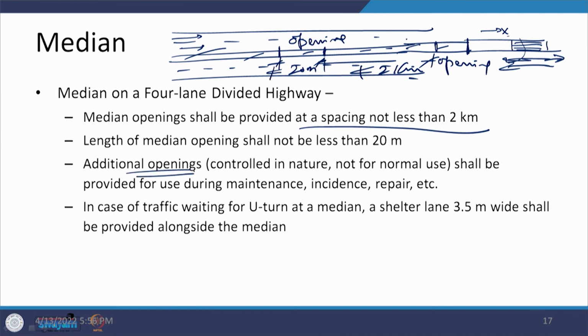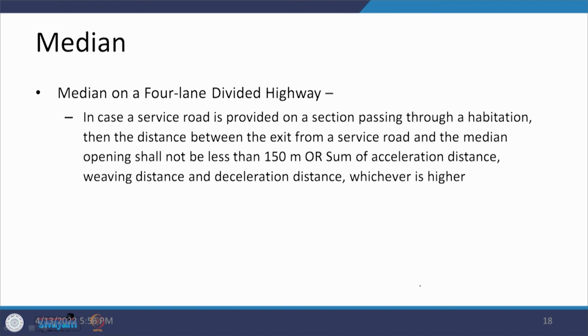Additional openings, as I said, controlled in nature, need to be provided for emergency conditions, for repair, for maintenance, anything can happen. In case of traffic waiting for a U-turn at a median, a shelter lane 3.5 meters wide shall be provided, which I have already defined previously. Then in case a service road is provided in a section passing through a habitation, because you need to segregate the local traffic from the through traffic, the distance between the exit from a service lane and the median opening is what is being talked about.